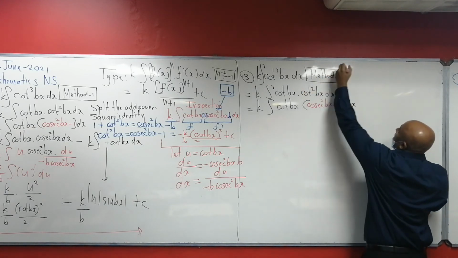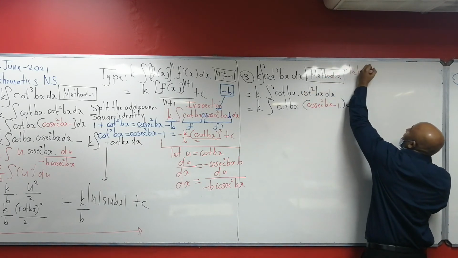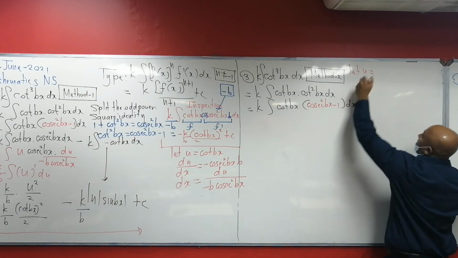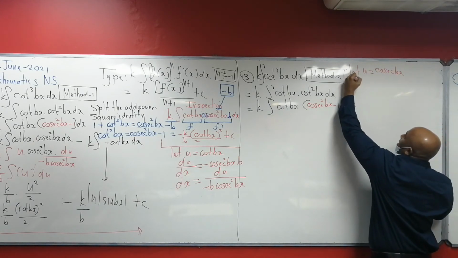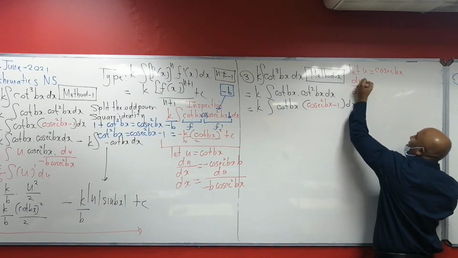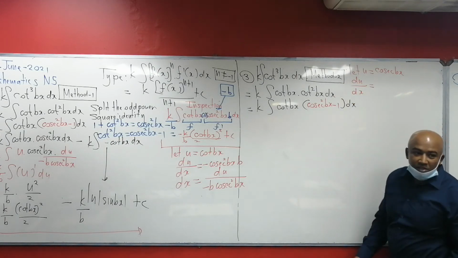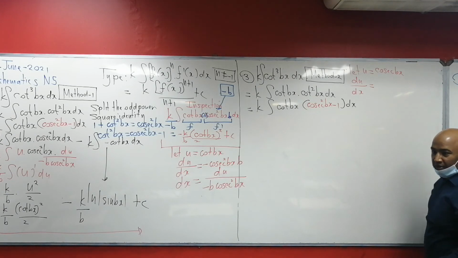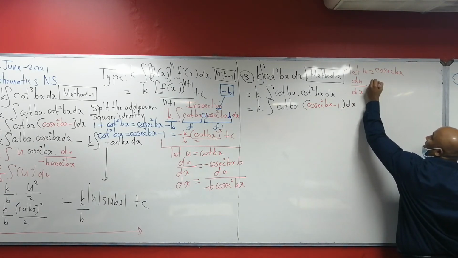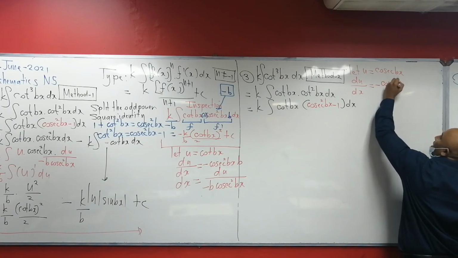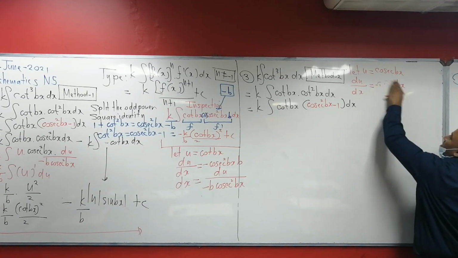So let's see. If I let u equal to cosec, then du over dx. What is the derivative of cosec? You must know your differentiation. What is the derivative of cosec? The derivative is going to be negative or minus cosec bx. Sorry, let me just write cot first.